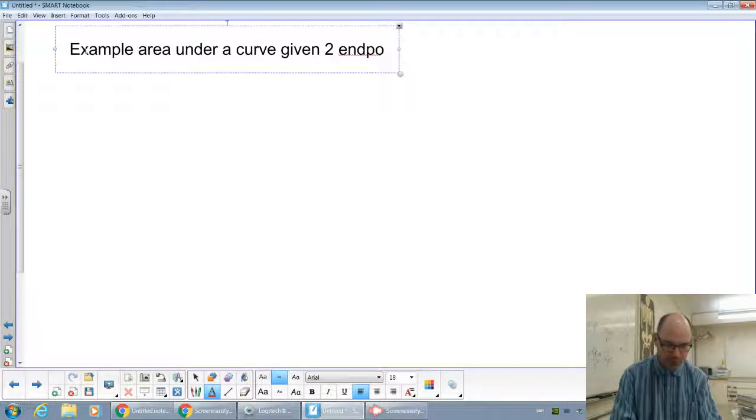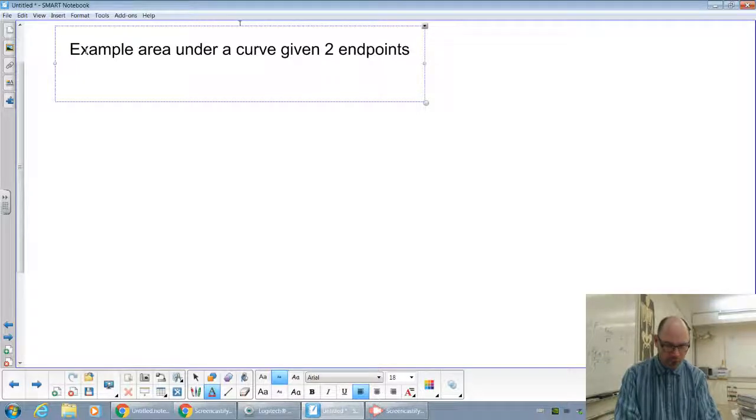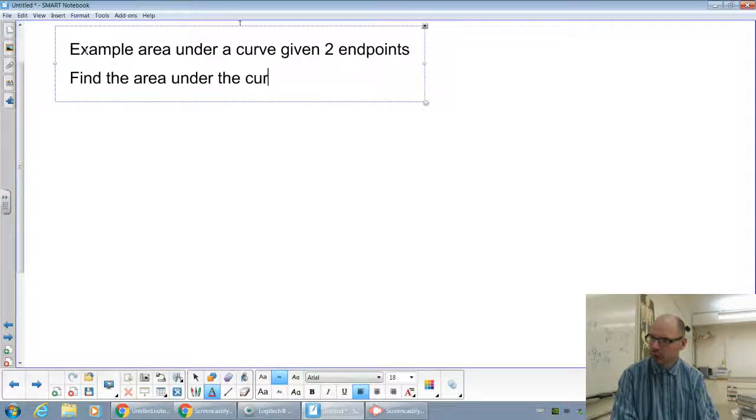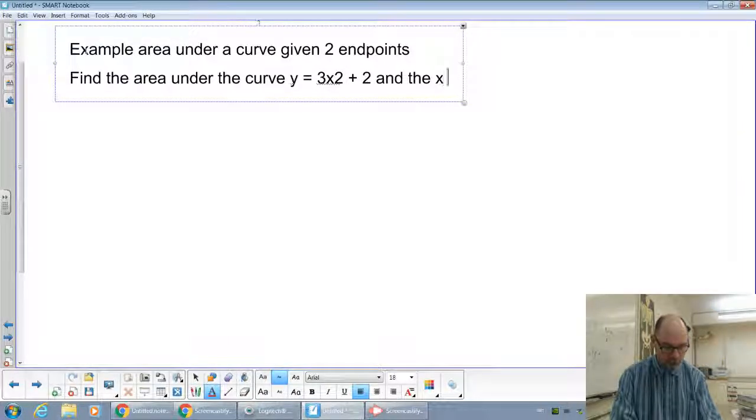We'll say endpoints. Okay, so let's say find the area under the curve y equals 3x squared plus 2. We'll make it real simple. And the x-axis from -2 to 2.